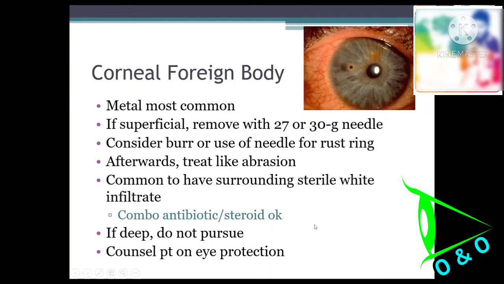And you always want to counsel a patient on eye protection so they don't get this again. This patient's lucky it's not in the visual axis, but if you imagine if this were moved a few millimeters over, this would be very visually significant.